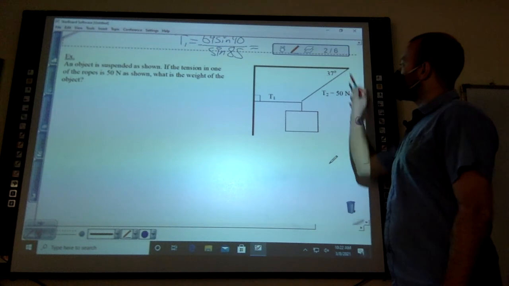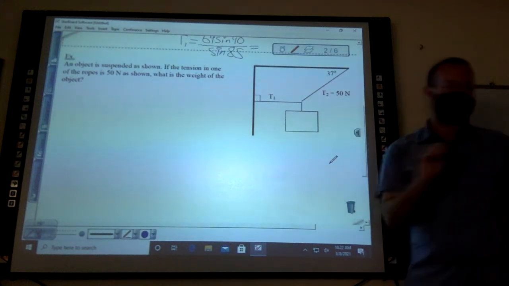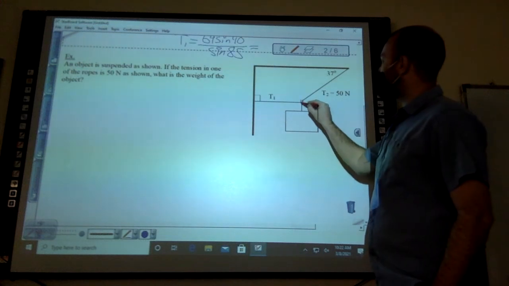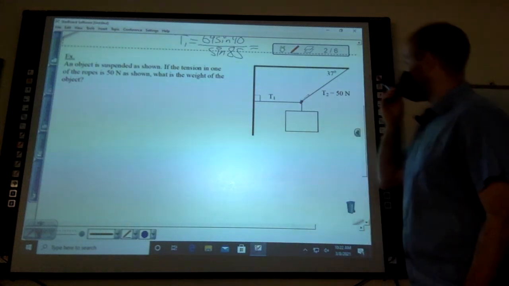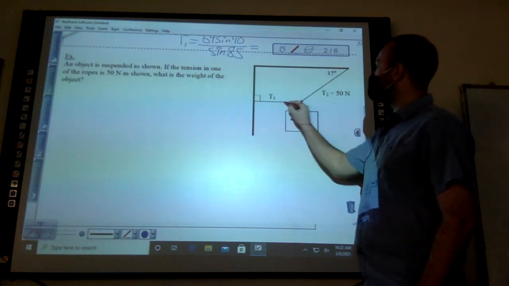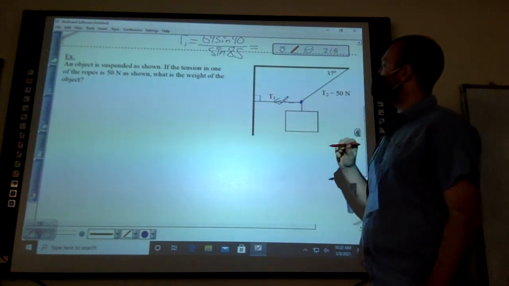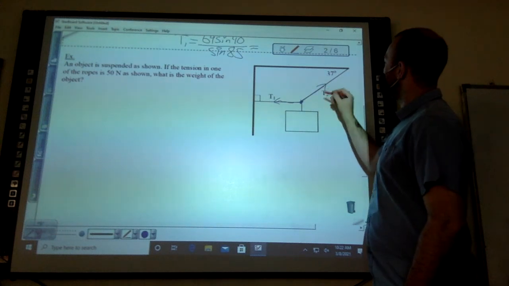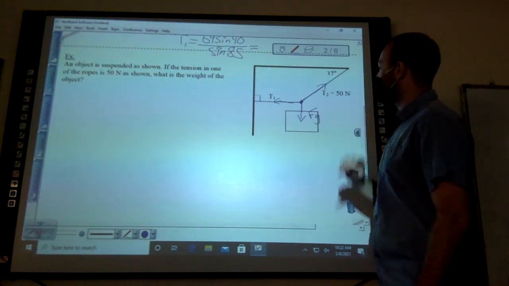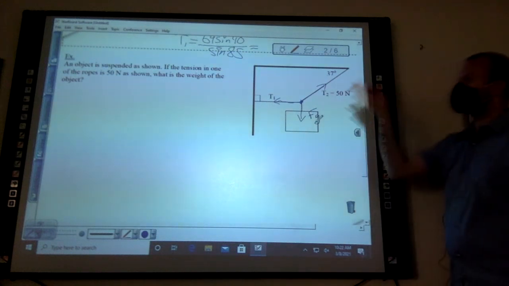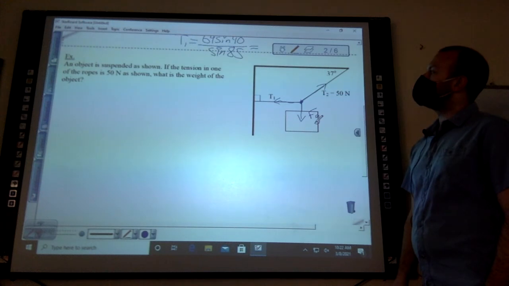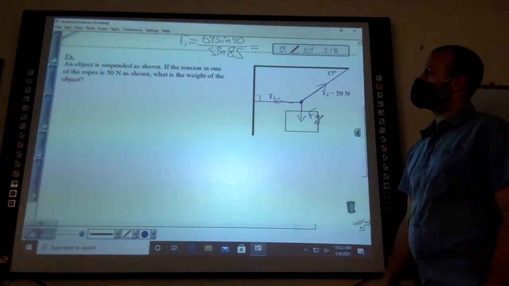Looking at this first, I'm going to discover where the point is where everything meets. Very often it's the point where all the lines intersect, which makes it pretty easy. From here, my forces: I've got T1 pointing this way, T2 pointing this way, and Fg pointing this way, or the weight, because sometimes they tell you the weight. And even before I read the question, I just do this automatically.